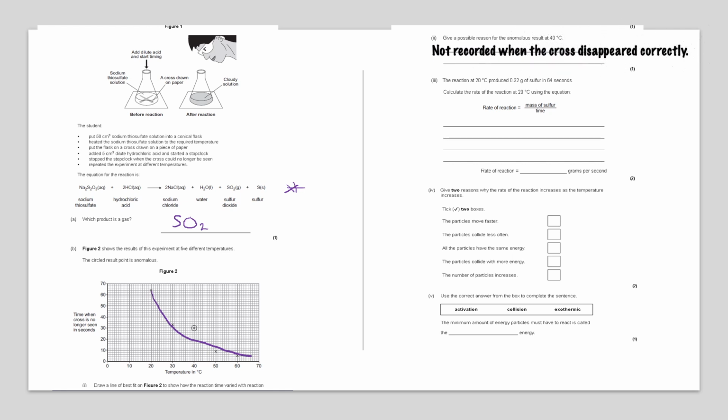Now for the next question, we have the reaction at 20 degrees Celsius produced 0.32 grams of sulfur in 64 seconds. Calculate the rate of reaction at 20 degrees using the equation. So it tells us the rate of reaction is the mass of the sulfur, which was 0.32 grams, divided by the time taken, which was 64 seconds. And if we calculate that out, it would give us an answer of 0.05 grams per second. And then for the next part, it says give 2 reasons why the rate of reaction increases as the temperature increases.